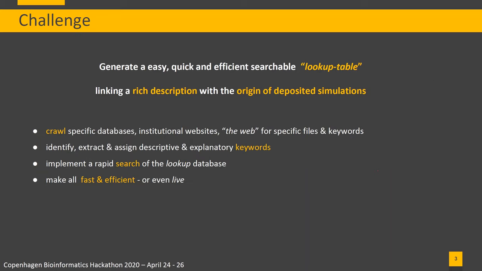So the challenge, next slide please, is in the end to create a kind of lookup table, repository, or database, where all those simulations which are out there, which people provide on their website or in this hub, are linked together. And this also in combination with a good description, which is also well searchable, so that you can get an idea how much molecular dynamics simulation data are out there. Thereby you can also sort and find out, for example, how many simulations people are doing and sharing about COVID-19. So the challenge is to crawl specific websites, institutional websites, or the web in general for specific files and keywords. And then identify, extract, and assign very descriptive and explanatory keywords which go along with those sites, or which are maybe even linked in the publications where they came from.